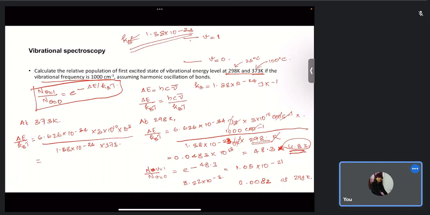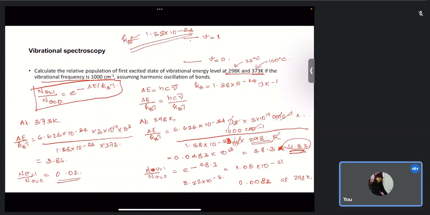So this will come as 3.86, and now we can find what is NV by NV equal to 1 divided by NV is equal to 0. This will come also something similar like this. So this will be 0.02.